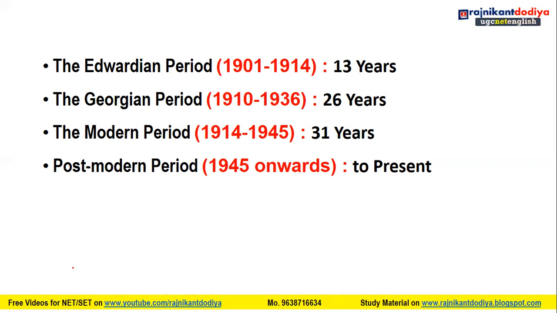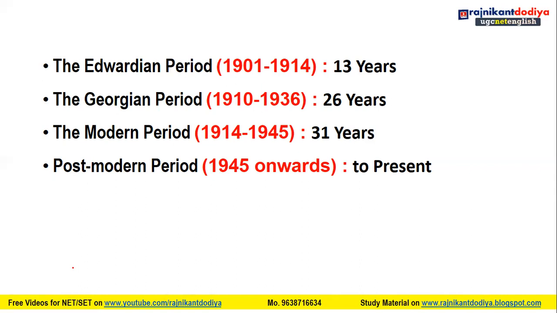T.S. Eliot, W.B. Yeats, Auden, Graves, Dylan Thomas, Seamus Heaney are the major poets of this age. Okay, T.S. Eliot, then W.B. Yeats, Auden, Graves, Dylan Thomas, Seamus Heaney, these are the major poets.